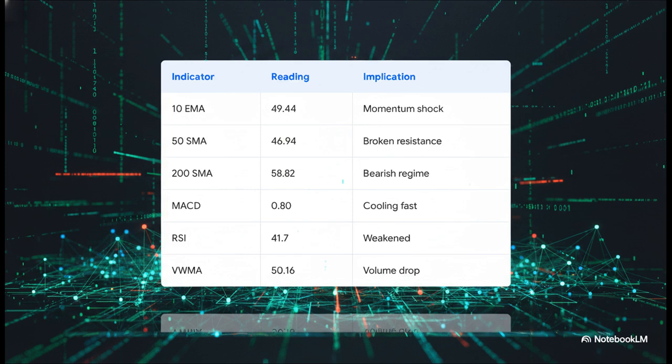The MACD is positive but cooling incredibly fast, the RSI is weakened to 41.7 but not yet totally oversold, and the volume-weighted moving average confirms this was a decisive, volume-backed drop. The near-term recovery narrative is severely damaged across the board.